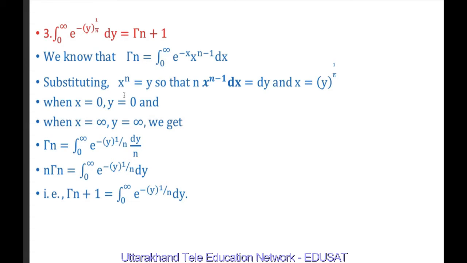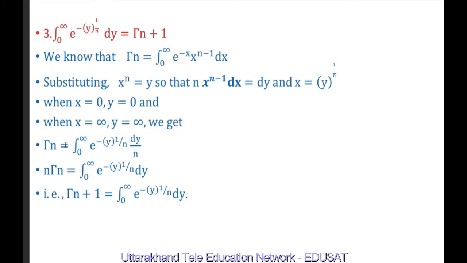If we substitute x raised to power n equal to y here, and differentiate it, it will be n x raised to n minus 1 dx equal to dy. Because x raised to power n equal to y, if we take nth root on both sides, x is equal to y raised to power 1 upon n. The limits are from 0 to infinity. If we substitute x equal to 0, y will be 0. If we substitute x equal to infinity, y will be infinity. So limits are the same: earlier it was 0 to infinity, now also 0 to infinity.